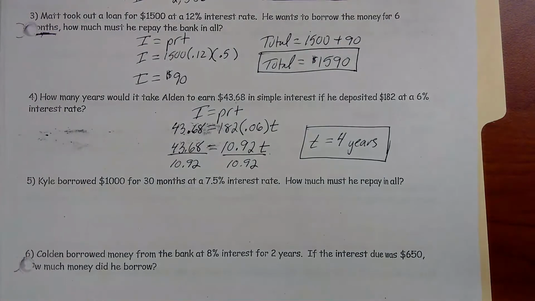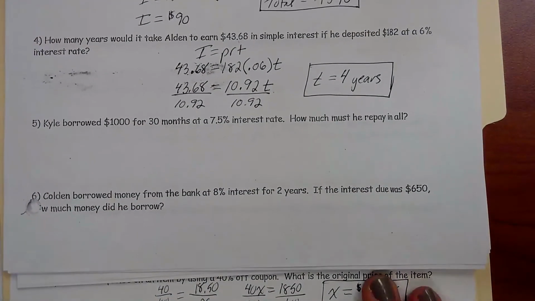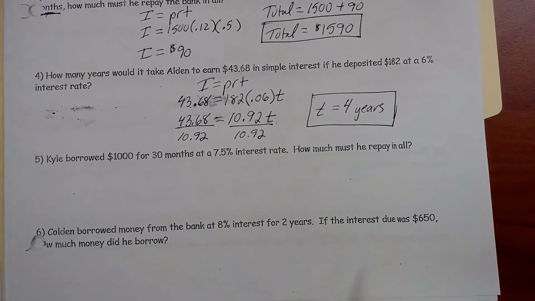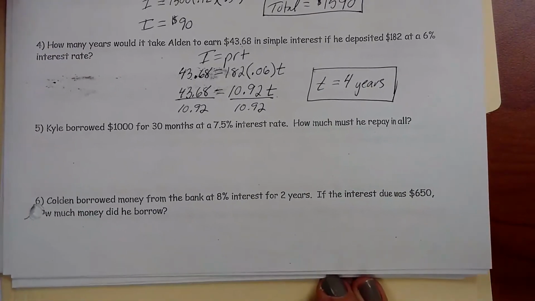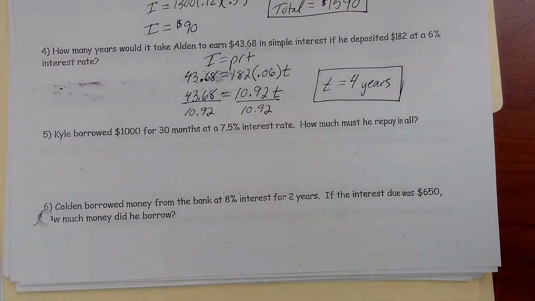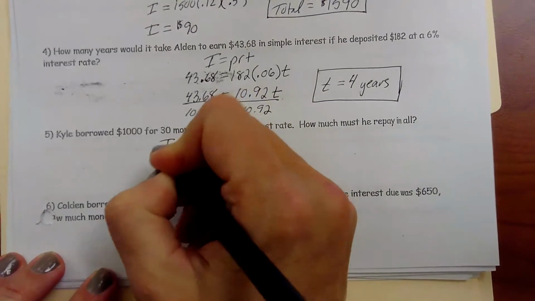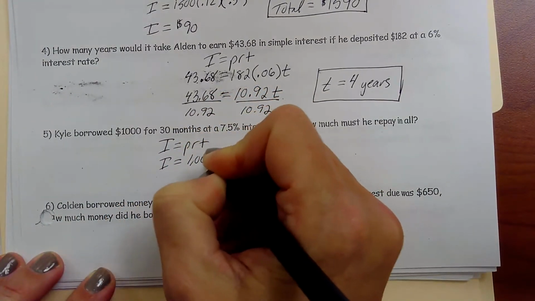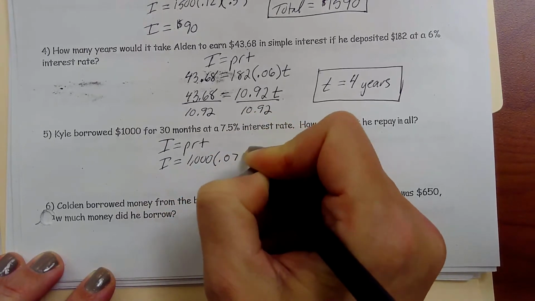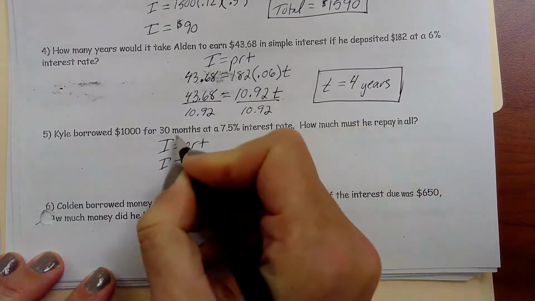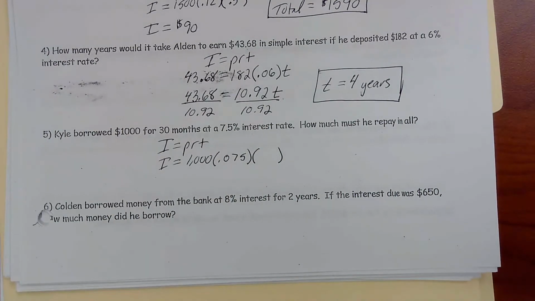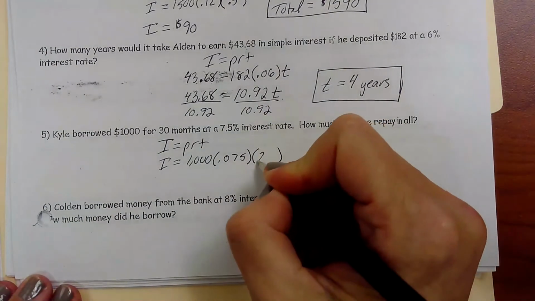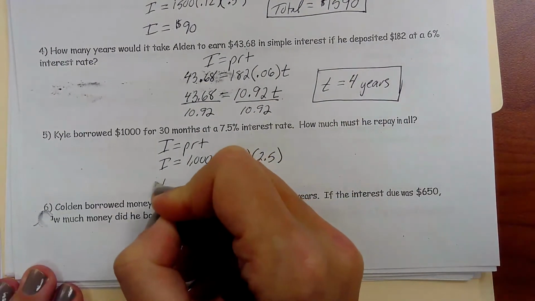All right. The last two, I believe, you will be able to figure out here. So I'm going to pause and let you guys try 5 and 6. All right, let's pause. Okay, so hopefully you found P is the 1,000. The rate is 0.075. And what did you put for 30 months? You should put 2.5 years.